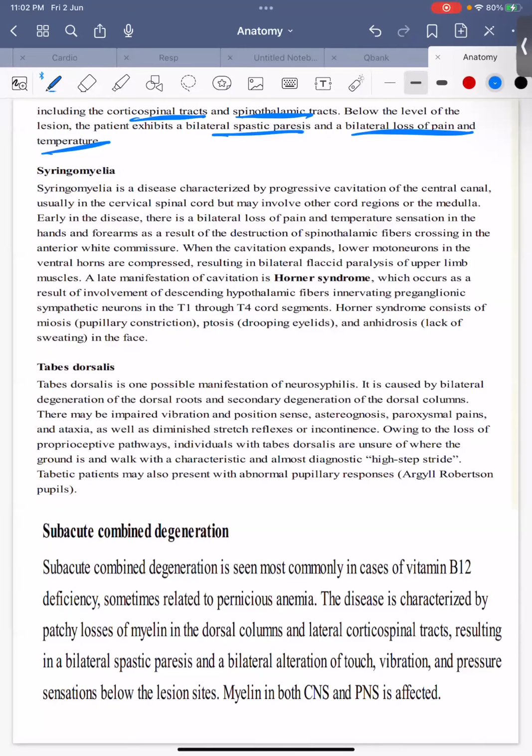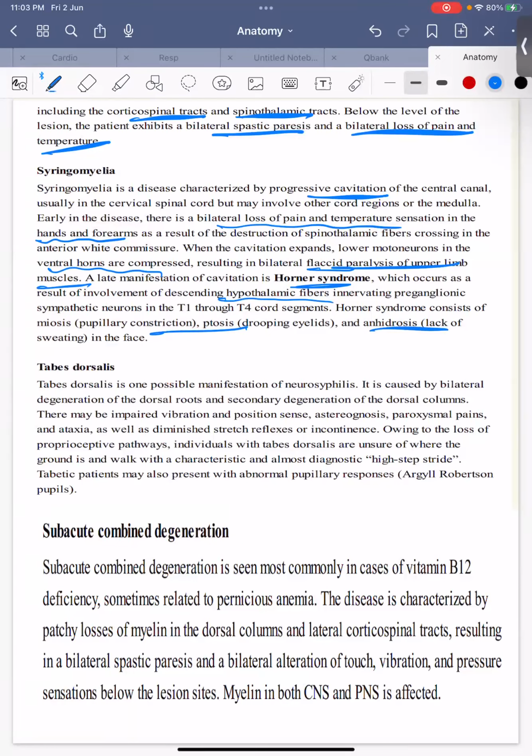Syringomyelia, I told you, there is a cavitation of the central canal of the spinal cord. There is bilateral loss of pain and temperature sensation, usually involving the cervical part of the spinal cord, involving the hands and the forearms. When the cavity expands, it can also lead to compression of the ventral horn of the spinal cord, leading to bilateral flaccid paralysis of the upper limb. One of the manifestations later on is Horner syndrome, which occurs due to the involvement of the descending hypothalamic fibers and causes miosis, ptosis, and anhidrosis.